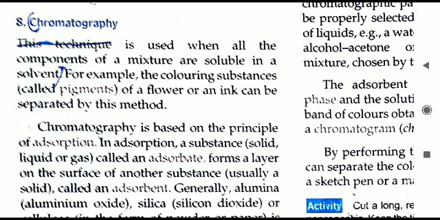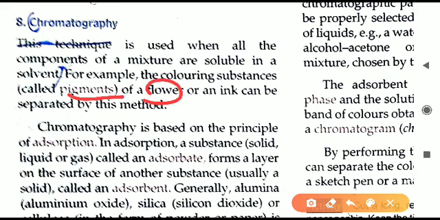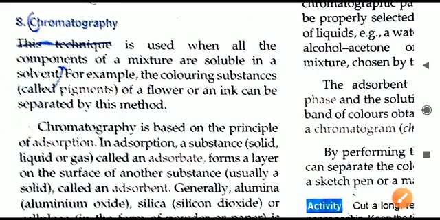For example, the pigments of the flower. In the flower the colors are coming. Flowers are different colors. Why are they different color? Because of the presence of pigments, and those pigments or different colors can be separated from each other using chromatography. It is a long practical you will do in higher classes in the chemistry lab. Then ink also contains different substances, or we can say different colors which are mixed together, and we can separate all of them using the process of chromatography.